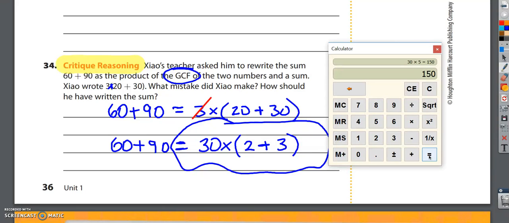The difference, and if you say, well, the last time when you showed Zhao's example, his added up to 150 also. But the problem was he just didn't follow the directions. 3 is not the GCF of those two numbers. So what we wanted to do was find the GCF and then multiply that by the other numbers.